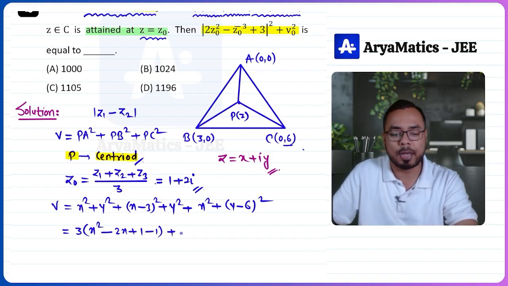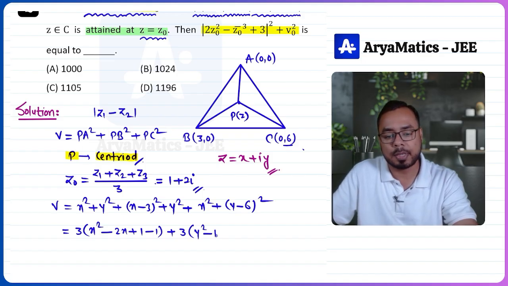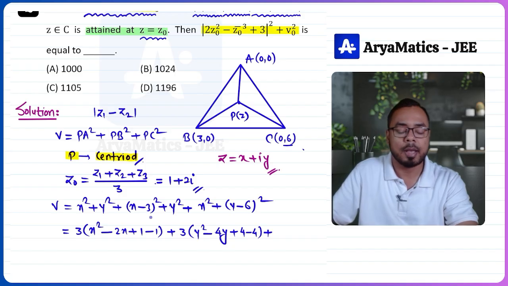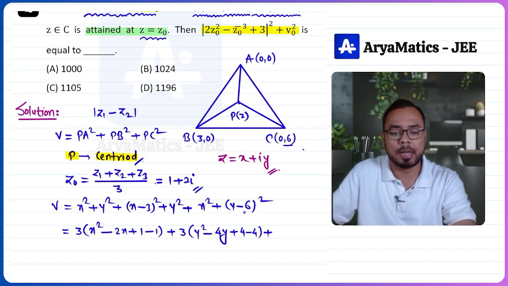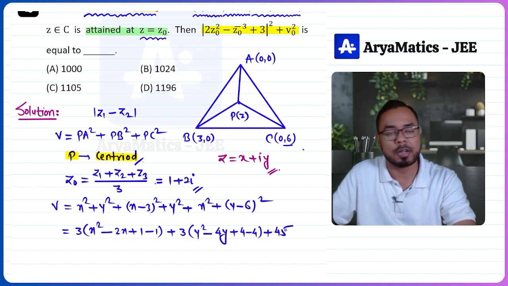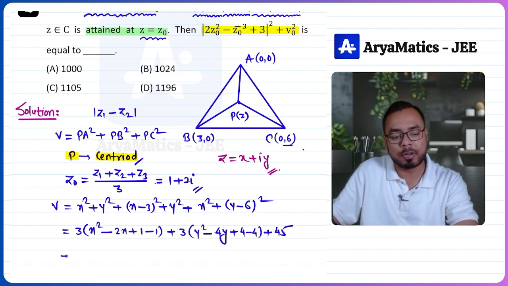And similarly, from the y term, you can take again 3 common, so you will get y square minus 12y, but we have taken 3 common, so minus 4y. For creating a perfect square, plus 4 minus 4, and plus from here you will get 9, and 9 plus 36, so that will give us 45. So this is the expression for V.